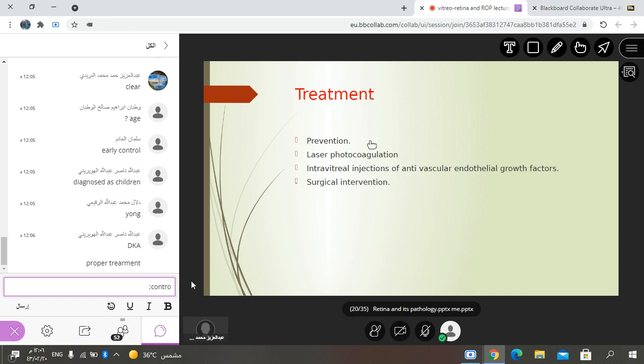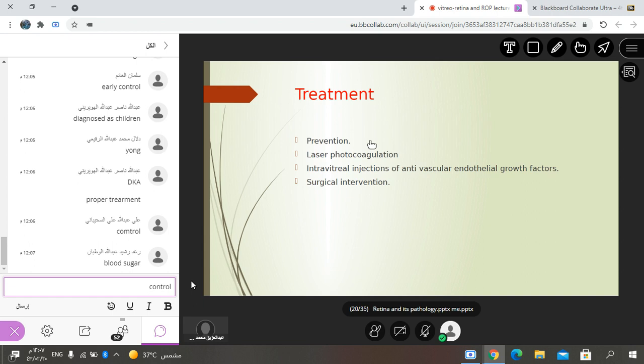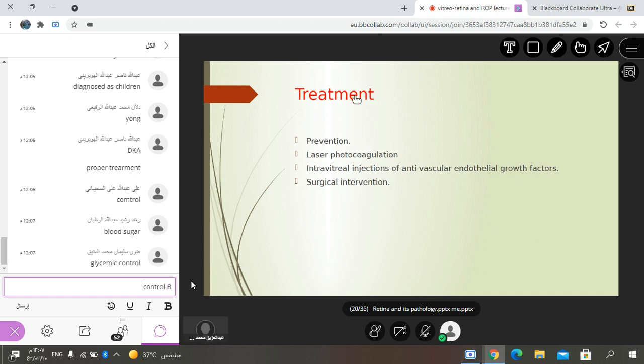We are dealing with a complication. We are dealing with a complication of what? Of the diabetes. So we cannot prevent diabetes at this stage. We are preventing the complication of diabetes, and that's why it's called the secondary prevention. We are preventing the patient from entering into a complication.